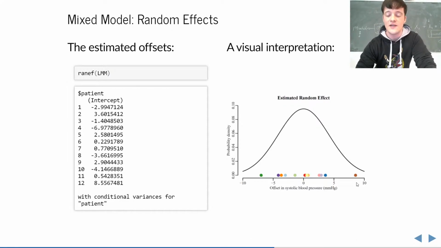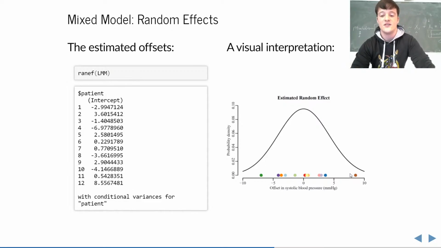Okay, let's use the colors again. We can see that this brown patient is estimated to have the highest offset of all, about 9 or so. And this green patient is the lowest of all with an offset of minus, what's that, 7. Let's see if we can find that. Apparently that's patient number 4, the green one. And patient number 12 is the brown one.